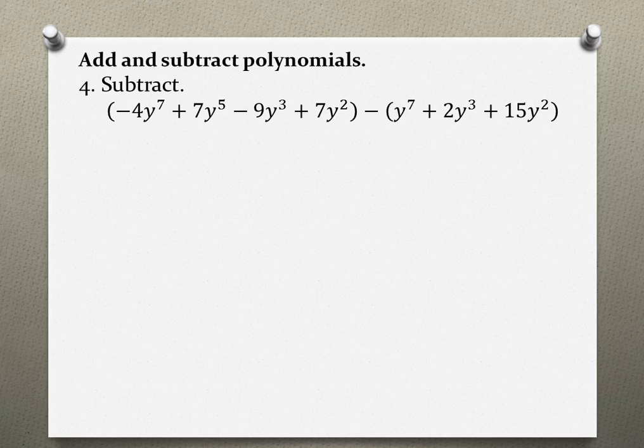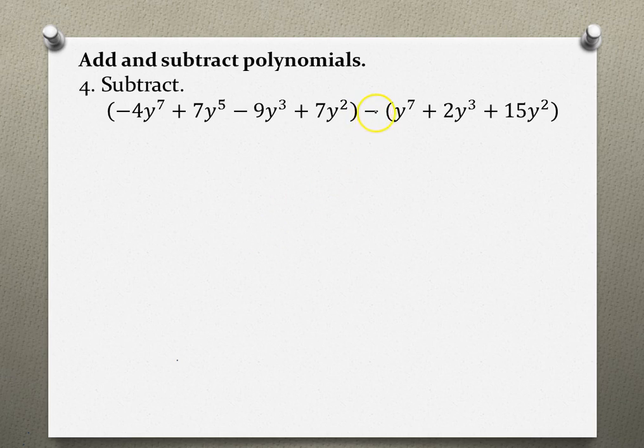Add and subtract polynomials. Problem number 4. Subtract. So we have the polynomial negative 4y to the 7th power plus 7y to the 5th power minus 9y to the 3rd power plus 7y to the 2nd power, and we are subtracting another polynomial, which is y to the 7th power plus 2y to the 3rd power plus 15y to the 2nd power.